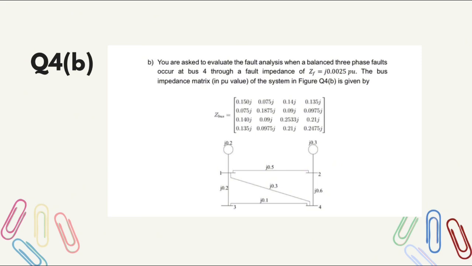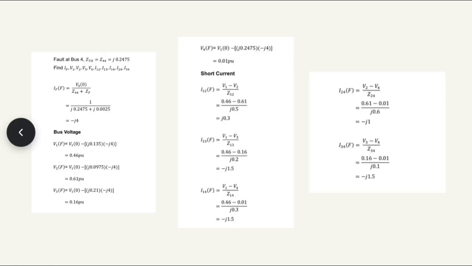okay, we know that for a fault at bus 4, ZTH is equal to Z44, equal to j0.2475, and we need to find IF, V1, V2, V3, V4, I12, I13, I14, I24 and I34. So this is the equation for IF: V4 over Z44 plus Zf. So for IF, we calculate and the answer is negative j4.